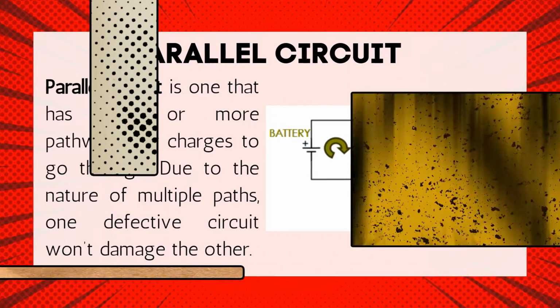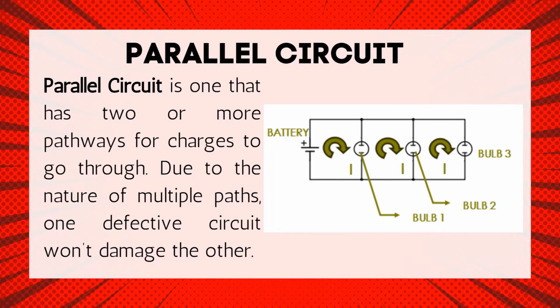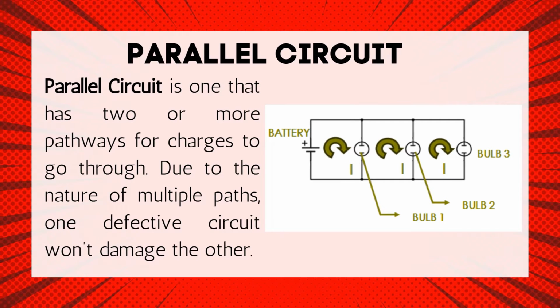The second one is a parallel circuit. Parallel circuit is one that has 2 or more pathways for charges to go through. Due to the nature of multiple paths, one defective circuit won't damage the other. This is the common circuitry in homes. For example, the wiring of your television and lights are parallel. Hence, when the television is off, the lights would still be in function.